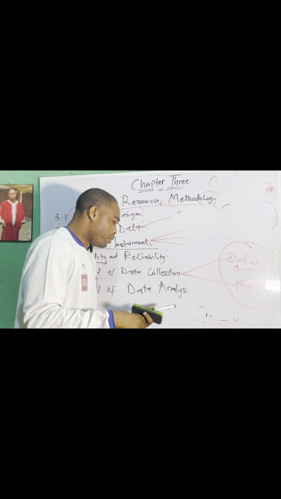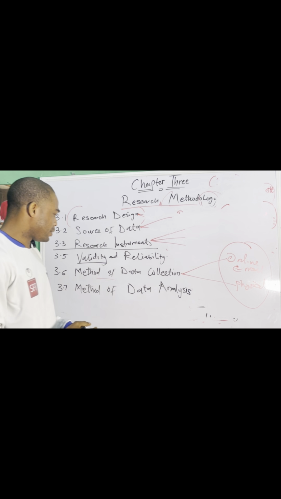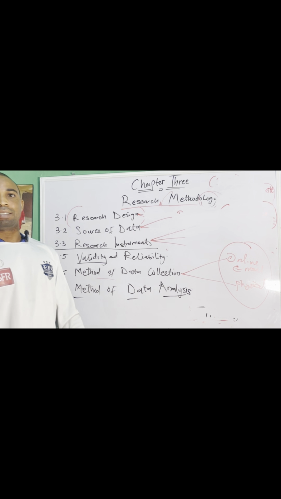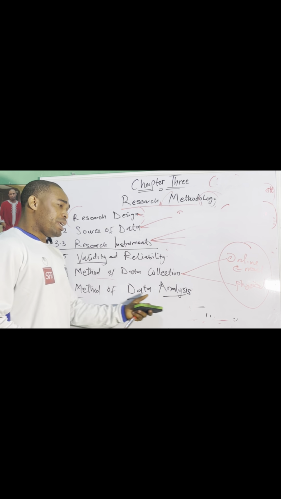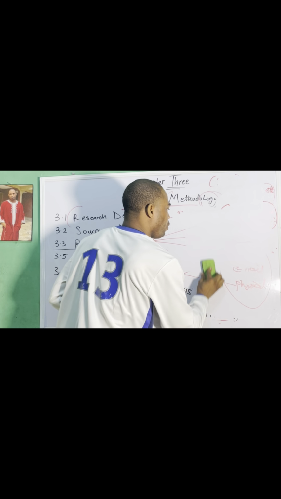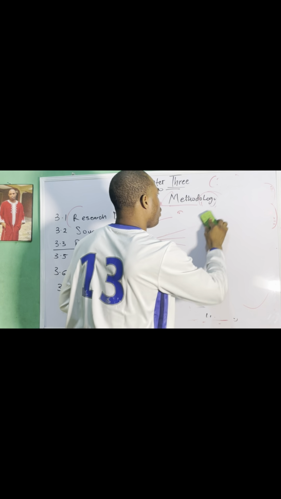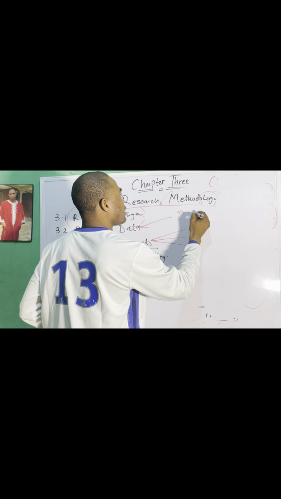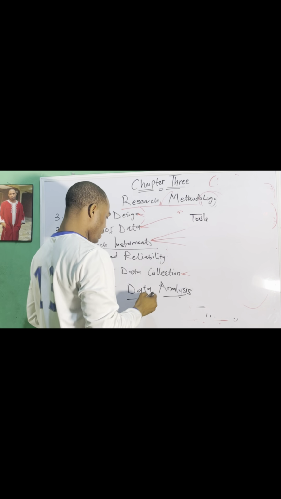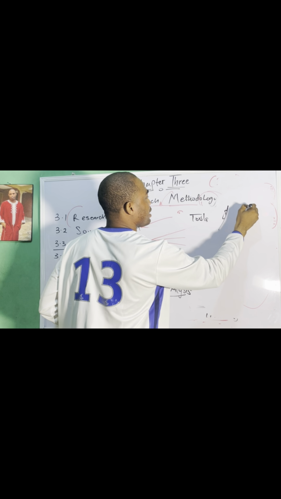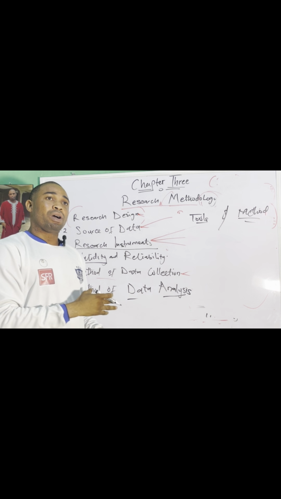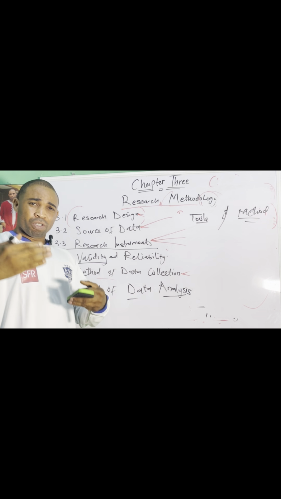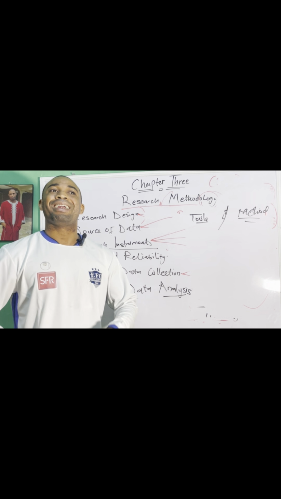Now, the most important aspect of this part is the method of data analysis. Which method of data analysis do you want to use? Here, I will explain this in two dimensions. When you are trying to explain the method of analysis, we have what we call statistical tools under your method of data analysis, and we have what we call statistical method. Under the statistical tools, you have to tell us which statistical tools you are using. What do I mean by statistical tools? The tools that you want to use to carry out the analysis.